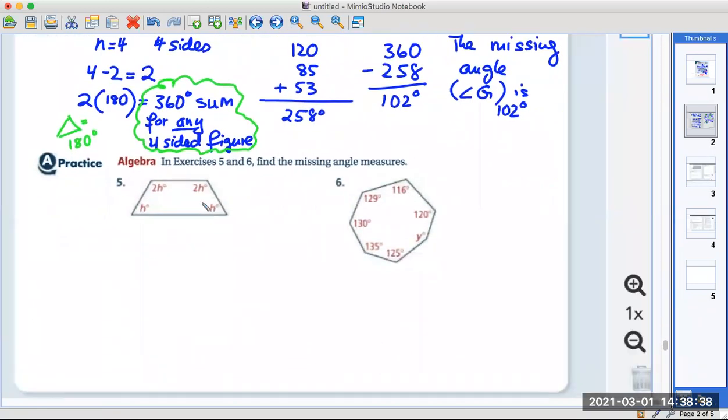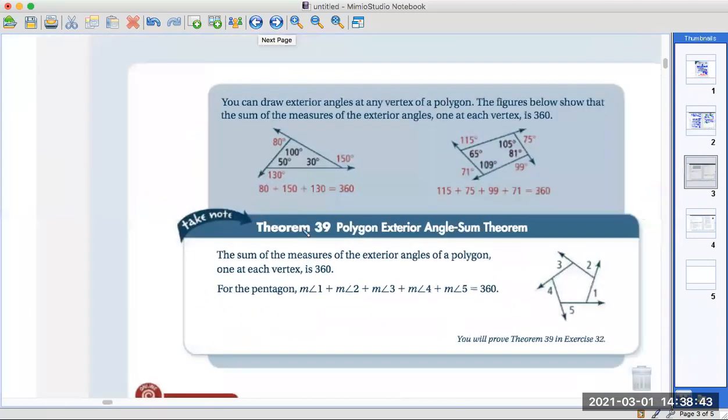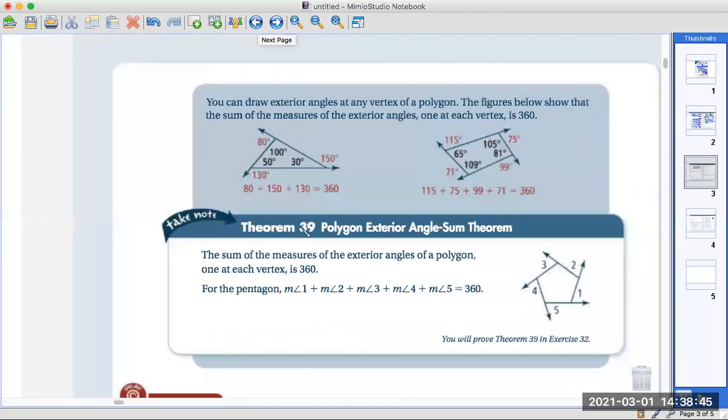Okay, we're skipping this. And then we're going on to the next page. Oh yeah, now we're talking about exterior angles. So remember, in the beginning of the lesson, I promised you exterior versus interior. So you can draw exterior angles at any vertex of a polygon. The figures below show that the sum, this is super important. This is so easy, watch. The sum of the measures of all the exterior angles is always 360. It never changes. No matter how many sides, the sum is always 360 degrees.